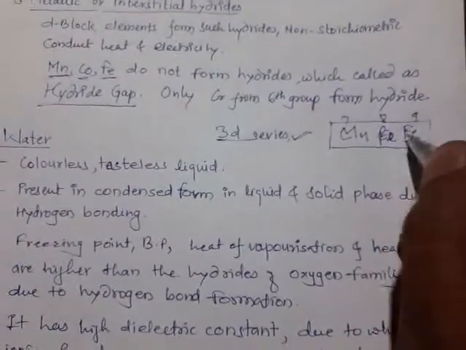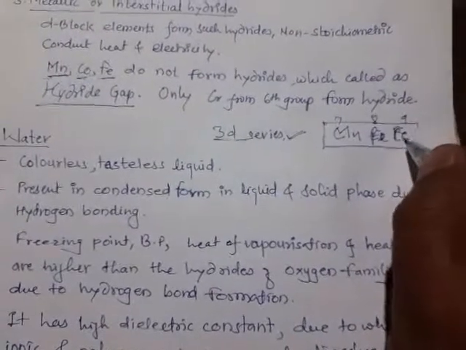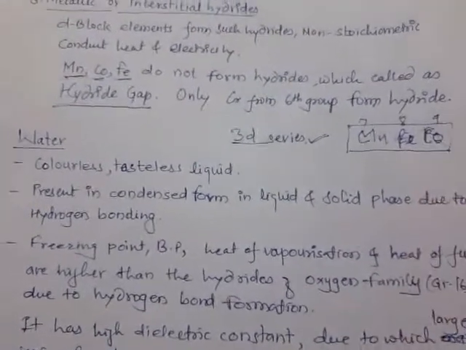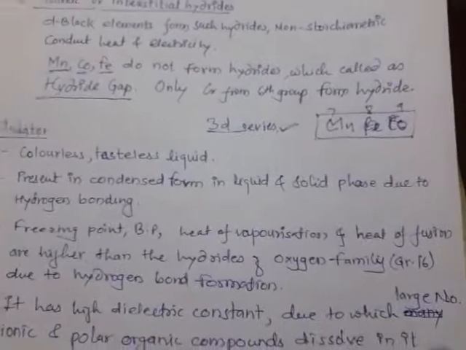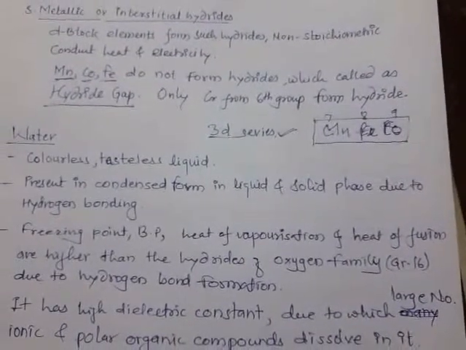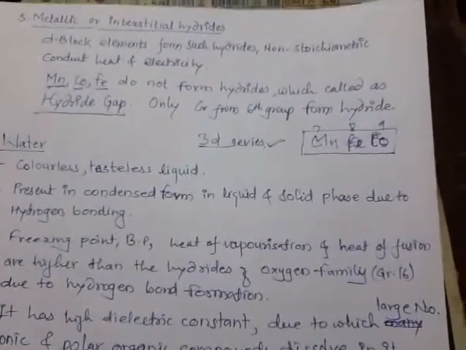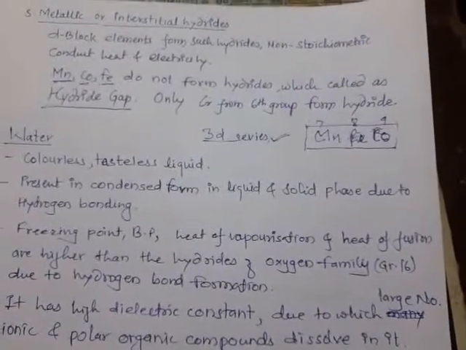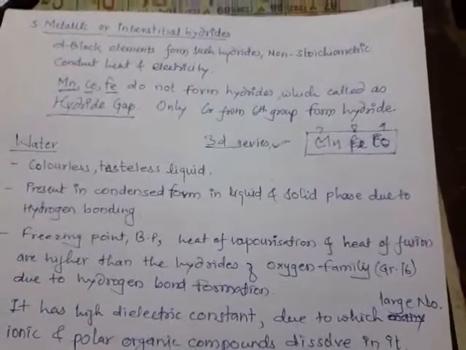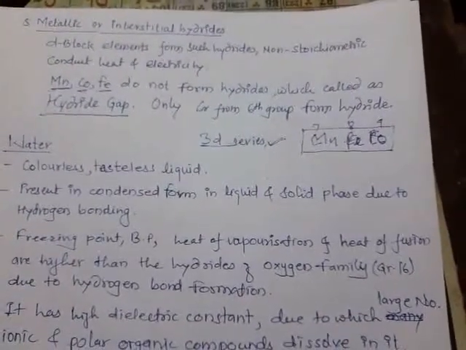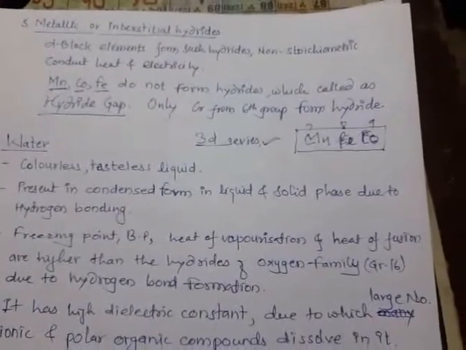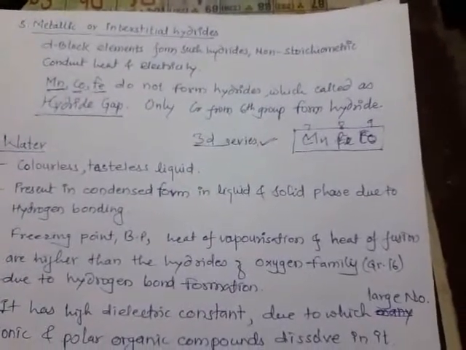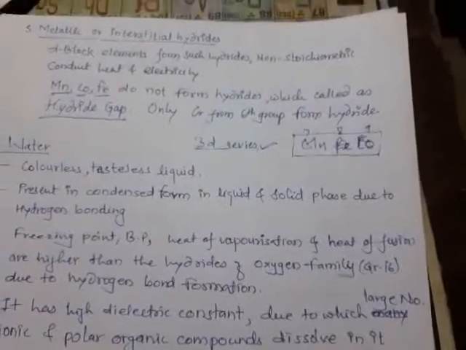Here it is Fe and then cobalt. Okay, so these 7, 8 and 9, that is Mn, Fe and cobalt, they are not going to form any hydride, and that's why it is called a hydride gap. From the sixth group only chromium forms hydrides.